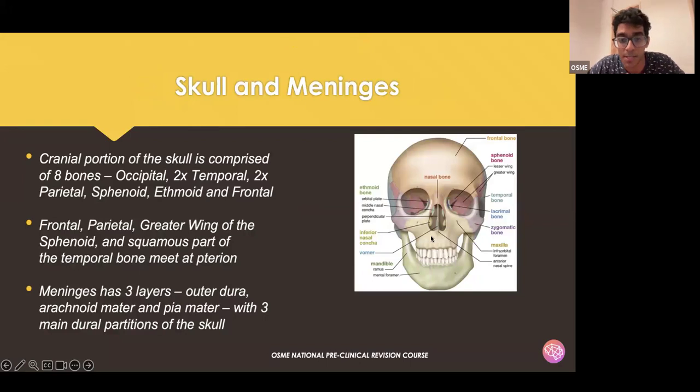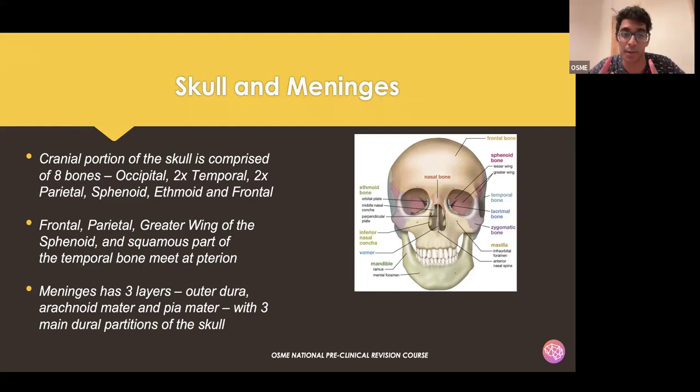I'm going to start off by thinking about the skull. The skull is basically the bone around your brain. It is comprised of 8 bones in relation to the actual cranial portion, and then you've got 14 bones around your face. The image on the right shows you the different bones.